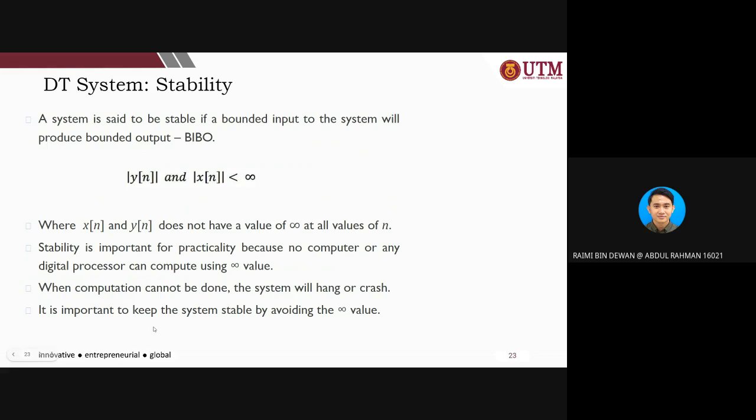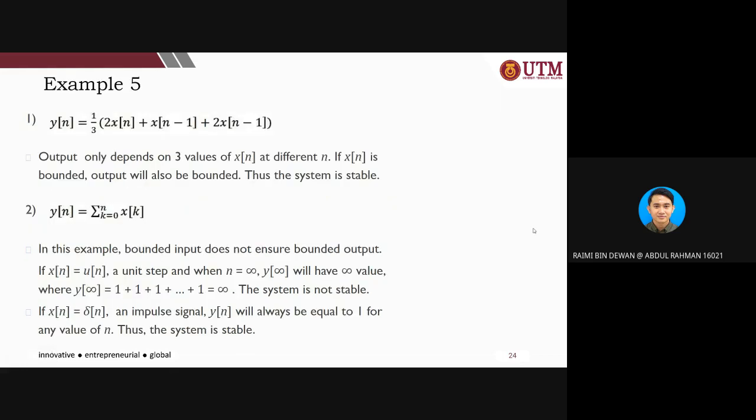Next, so you see these examples. y[n] equals 1/3 of x[n] plus 2x[n-1] plus 2x[n-2]. You see, these outputs only depend on three values of n. So if you see at different n, if x[n] is bounded, the output will also be bounded. So this system is considered stable.